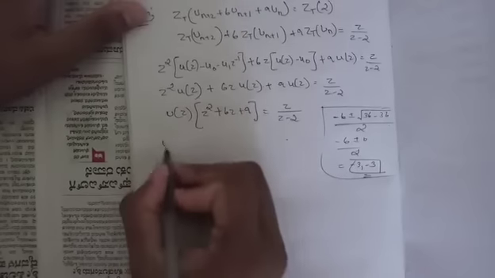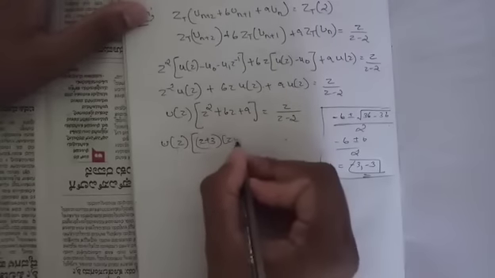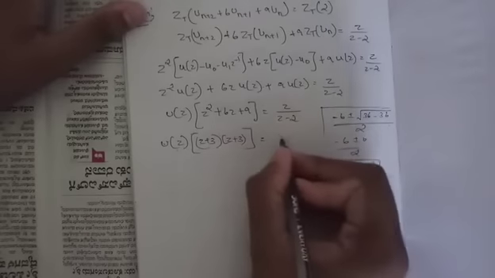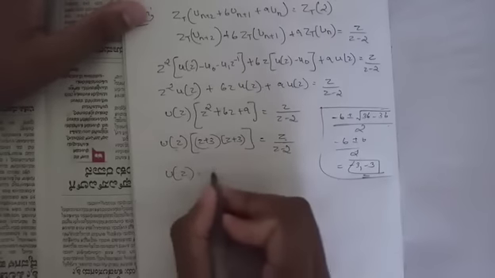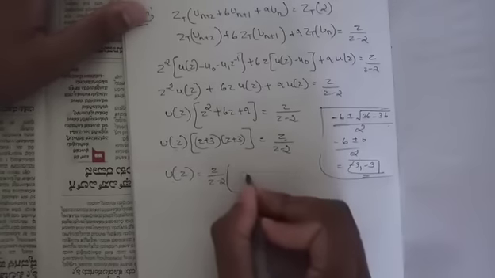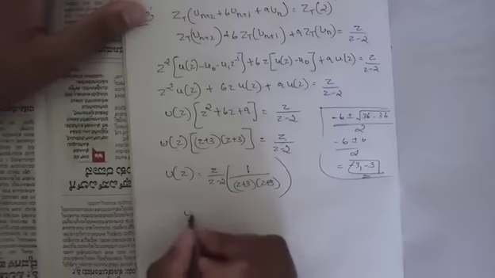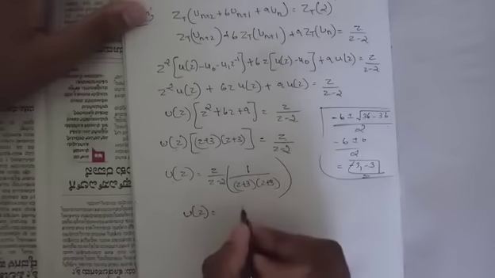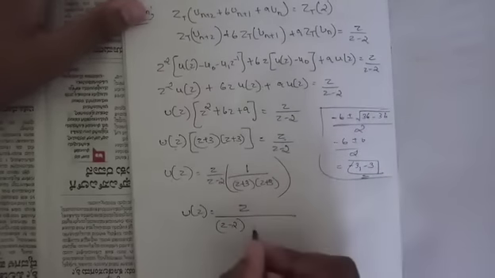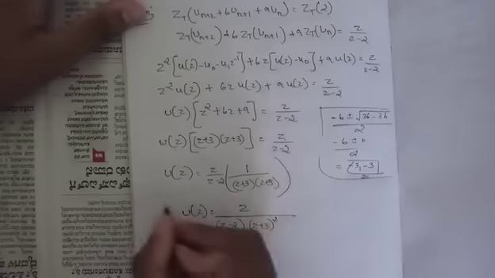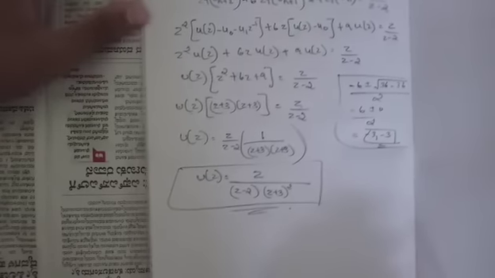So now write this as U of Z into, since it is minus 3, Z plus 3 into Z plus 3 equal to Z by Z minus 2. So now bring this Z plus 3 into Z plus 3 to the other side, so it becomes Z by Z minus 2 into 1 by Z plus 3 into Z plus 3. Okay, so the final U of Z which we get is Z divided by Z minus 2, and Z plus 3 is repeated twice, right? We can write it as Z plus 3 whole square. So our first half of the problem is done, that is we have found the U of Z.